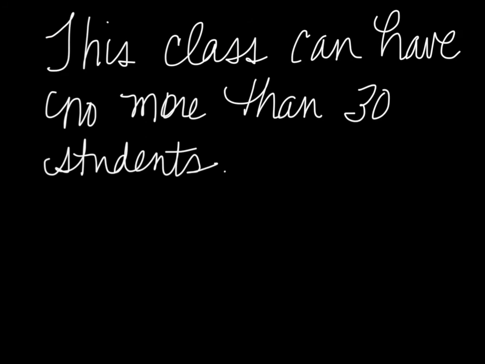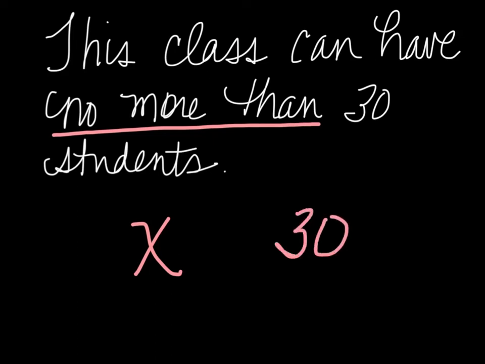Sometimes we're asked to translate a situation into an inequality. Like this example, this class can have no more than 30 students. We would be asked to write an inequality about it. We would say that x is the number of students that could be in the class, and if there can be no more than 30, we know we're comparing it to the number 30.